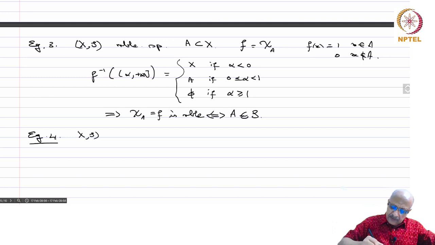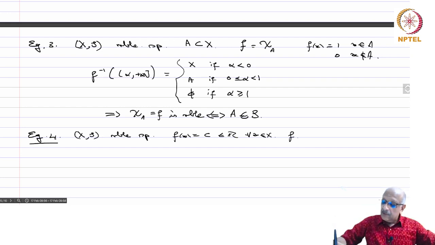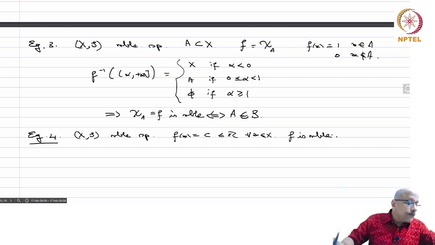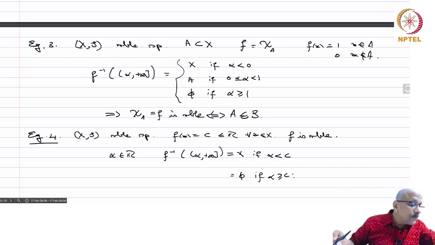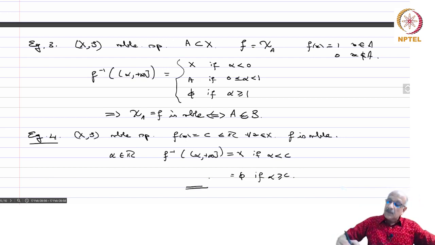So X is a measurable space, and f(x) equals c in R for all x in X. Then f is measurable, because if alpha is in R, then you have f inverse of (alpha, plus infinity) equal to X if alpha is less than c, and is equal to the empty set if alpha is greater than or equal to c. Okay, so we have some examples of it.